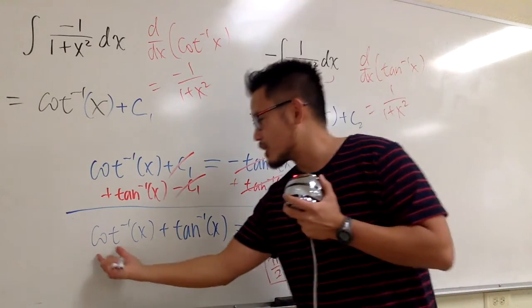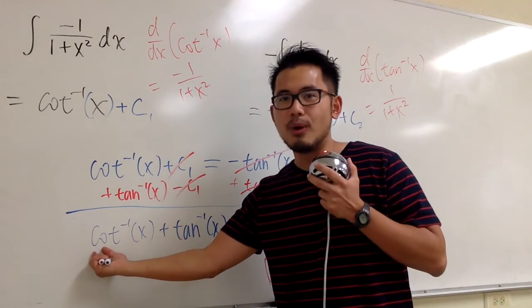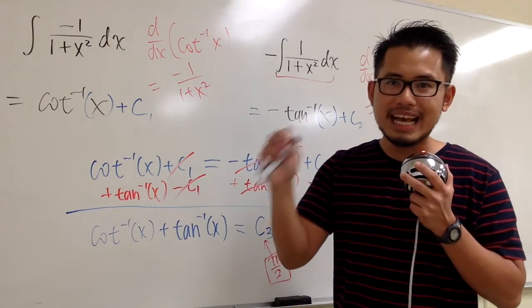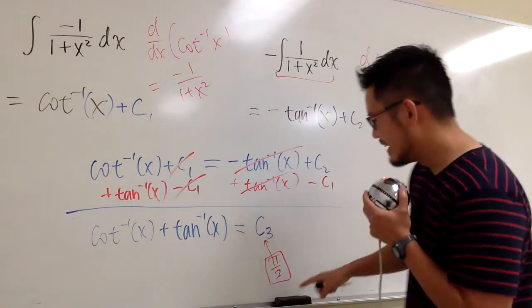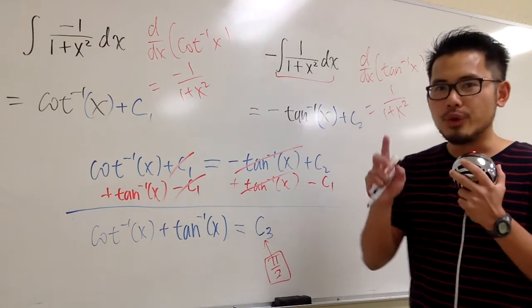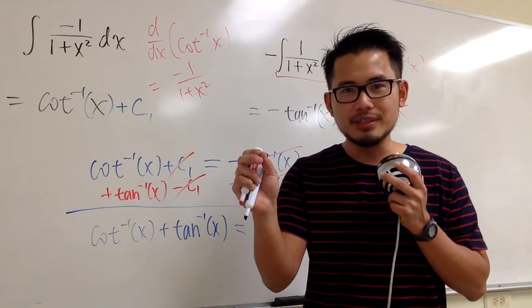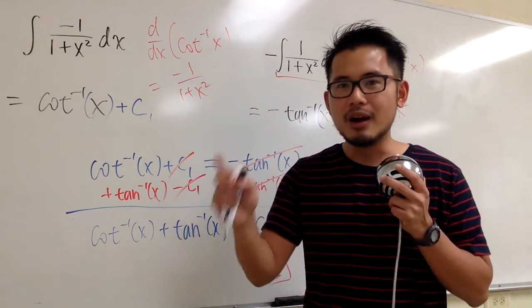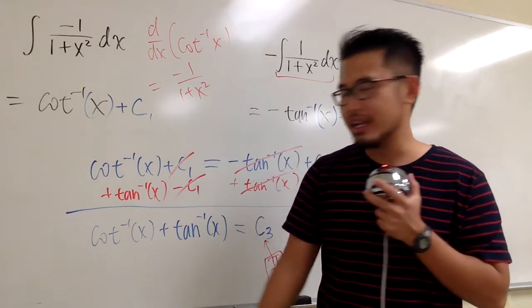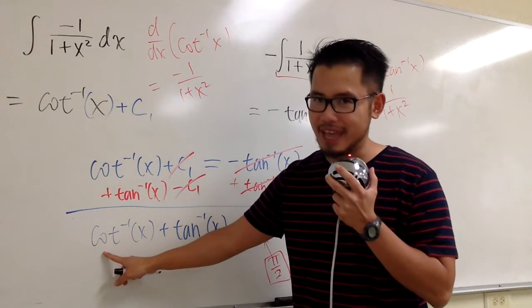How do we end up with the cofunctions, the name co? It's because two angles add up together to be 90 degrees. And 90 degrees is exactly pi over 2 radians. When you have two angles that add up to 90 degrees, what do we call that? They are complementary angles. CO, complementary angles. That's how we end up with cotangent.